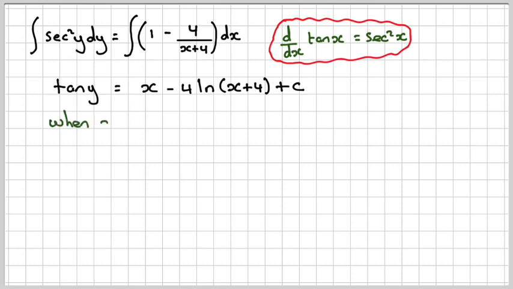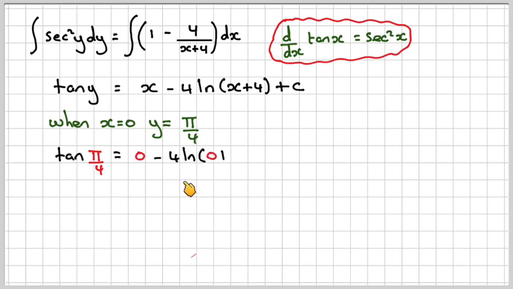We're given some information, so when x is 0, y is pi over 4. Well, that's good, because tan of pi over 4 is 1. It's going to be equal to 0 minus 4 ln of 0 + 4, plus c. So this will become 1, and this bit here will become minus 4 ln of 4, plus c. Therefore, c will be 1 + 4 ln of 4.